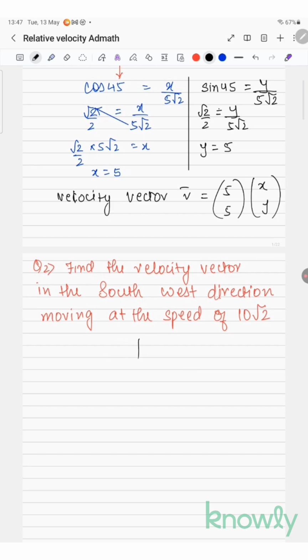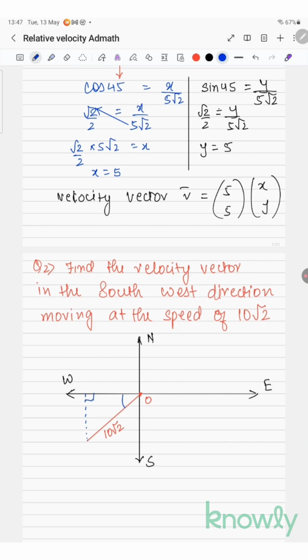Okay, so now let us again draw the direction thingies over here. So this is north, this is west, east and south. Now the particle is moving relative to the origin. So this is the origin, in the southwest direction. So this is the southwest direction. I'll make it a little bit shorter. And the speed is 10 root 2. So this is over here. I'll draw again a right angle triangle.